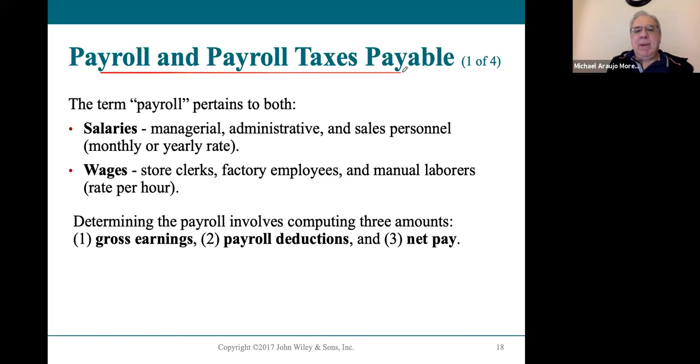We were talking a little bit about sales taxes. That's not the only thing that, of course, companies collect and owe. Some of the biggest ones are payroll taxes, and there's a lot of them. So let's talk a little bit about it.